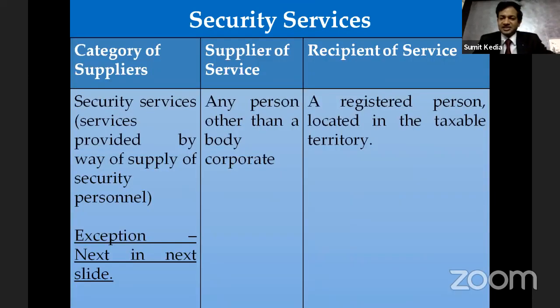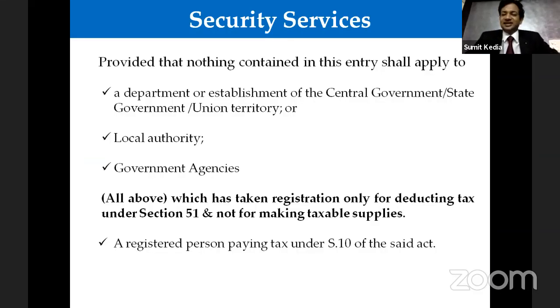As I said, if you see in my previous slide, I mentioned an exception at the bottom. It says, provided nothing contained in this entry shall apply to a department or establishment of central or state government or union territory or local authority or government agencies, and all the above which have taken registration only for the purpose of deducting TDS under section 51. So if they've taken registration only for the purpose of TDS, they will not come under this criteria. Also, a registered person paying tax under section 10, which is a composition taxable person, in that case also this entry will not apply.